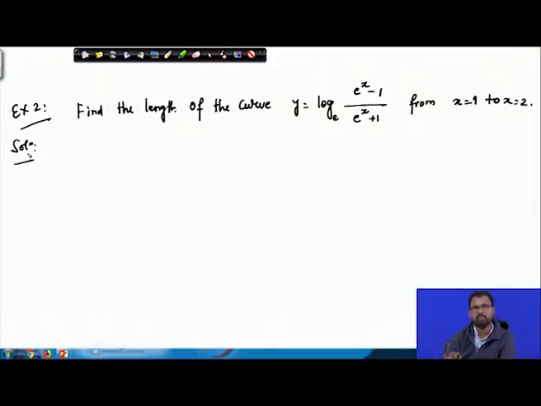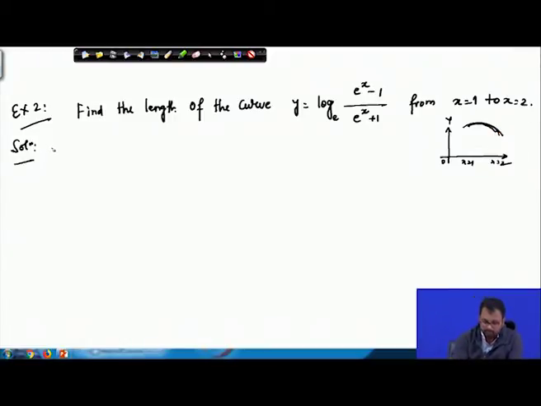We are not concerned about the figure here, because it will take some time to draw. It is just that we are given the curve, and we are also given the points between which we have to calculate the length of this curve. I am not sure, but hypothetically this can be a curve like this, and this is our point x equals 1, and this is our point x equals 2, and we are basically interested in calculating this arc length.